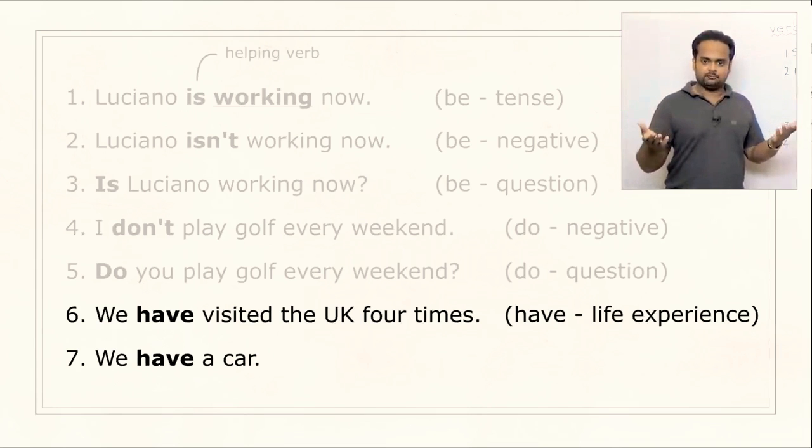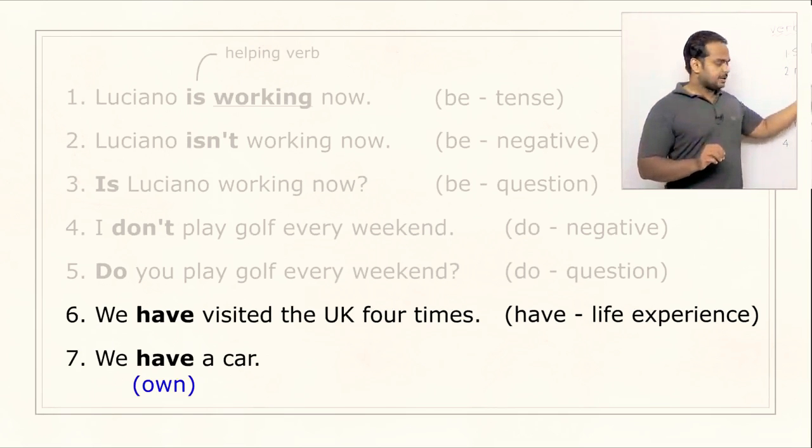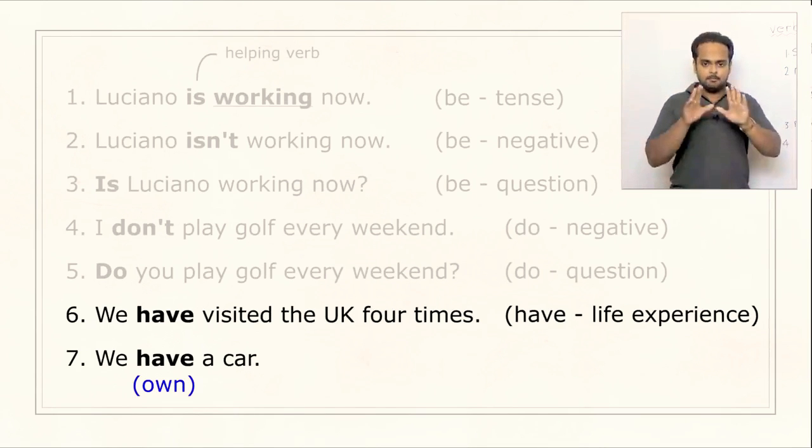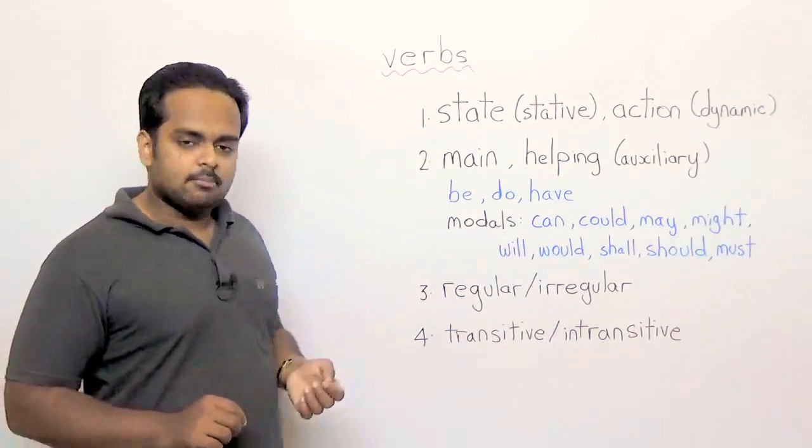Because have is a helping verb, right? True, but in some cases, be, do, and have can be used as main verbs. Now in this sentence, have is used to mean own. We own a car, is what I'm saying. So in that way, in some cases, these can be used as main verbs, but most of the time they're used as helping verbs. Another type of helping verb is modals.